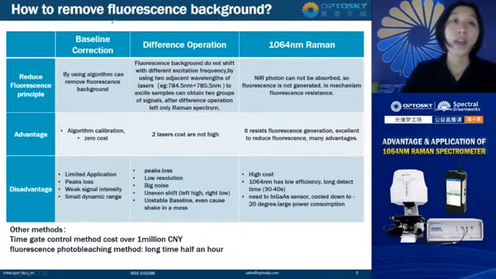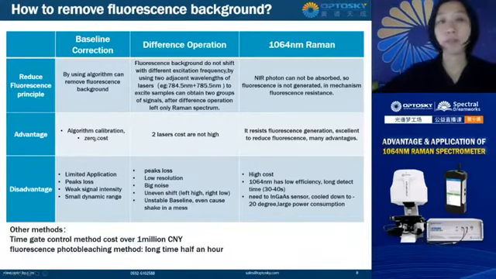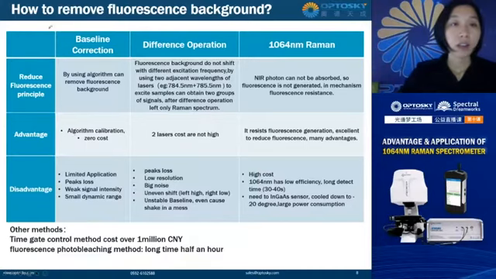So next we are going to introduce how to remove the fluorescence background. As we know, there are several ways to remove the fluorescence background. Here we mainly introduce three, and we make a comparison of the three. First one is the baseline correction.